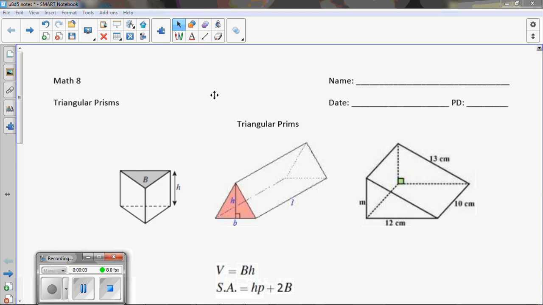Hello everybody, so today we're going to do triangular prisms. Here are 3 examples of triangular prisms. Sometimes they can look a little different, mostly because a triangular prism is made up of 2 triangles, and those are your bases, and then in between them are rectangles, so that's how they get connected.